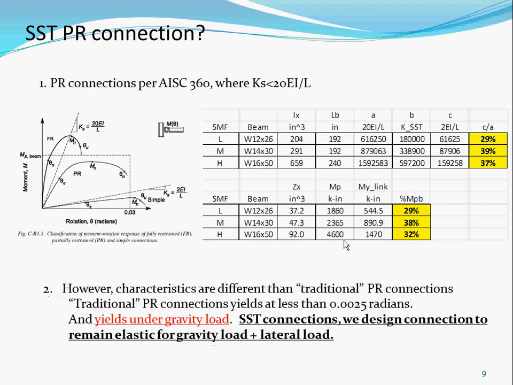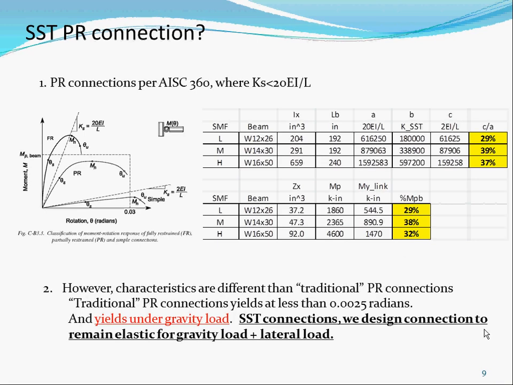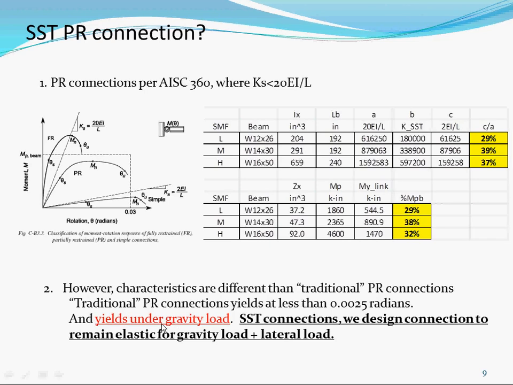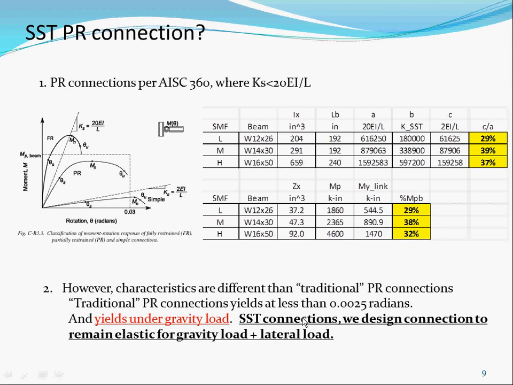So next one is what you're trying to do is differentiate between the two. What I call traditional is the ones before, which typically yield under gravity load. Just yielding under gravity load, their connection is yielding already. When we design ours, we're trying to design it with all the connections and have our link not yield yet, because you'll see how it is.